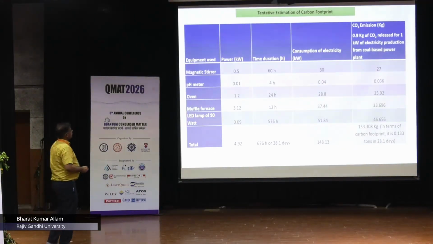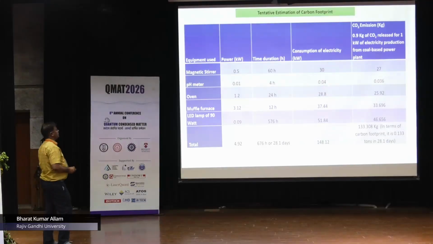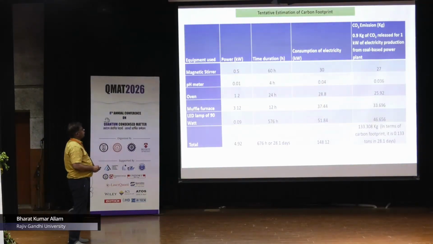We have also studied the carbon footprint of our material, like how much carbon footprint our material is generating, because that is very much needed to prove the environmental sustainability of our process. We have used 1 kg of catalyst. This is just an estimated carbon footprint for 1 kg catalyst preparation and for the degradation of 100 kg of plastic weight. So our process is generating 0.133 tons of CO2 in 28.1 days.